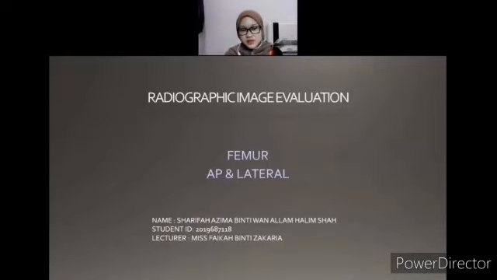My name is Sharifah Azima Binti Allam Halim Shah, and today I'm going to discuss the image evaluation of two projections of the femur, which are AP and lateral projections. I'm going to evaluate them according to the placement guidelines, which are the projection, positioning, alignment, collimation, exposure factor, marker, and aesthetic and name.